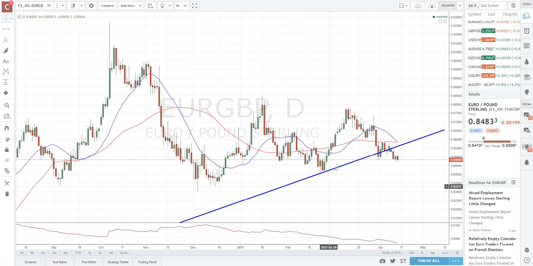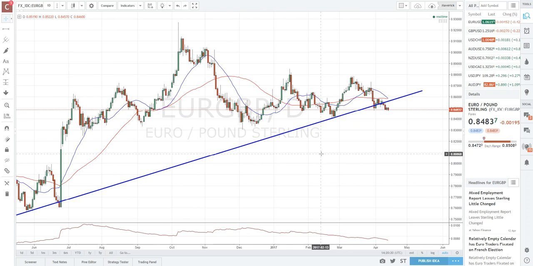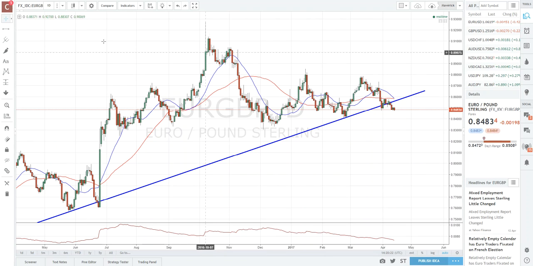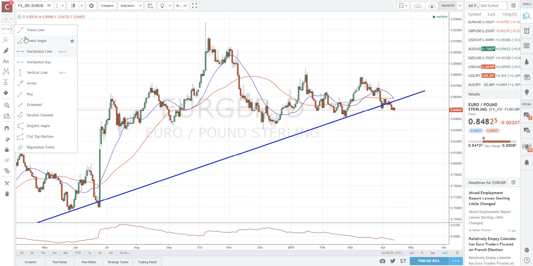And as you can see better on the daily, price broke out, came up, hit the 50 SMA, topped out here, and now it's falling off again. So what I'm going to do now on here is I could draw a couple trend lines on the daily.